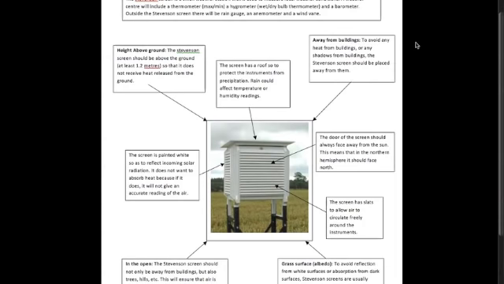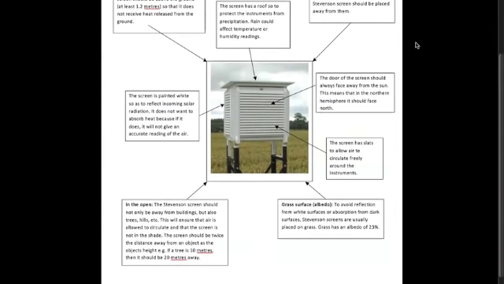This is to avoid any heat from buildings or any shadows from buildings, and the Stevenson screen should therefore be placed away from them. And the door of the screen should always face away from the sun. This means that in the northern hemisphere it should face north. And the screen has slats, like we said before, to allow air to circulate freely around the instruments, so the air can go in and go out.